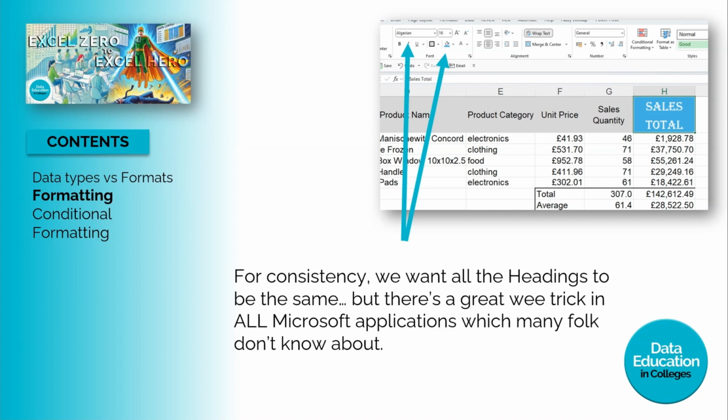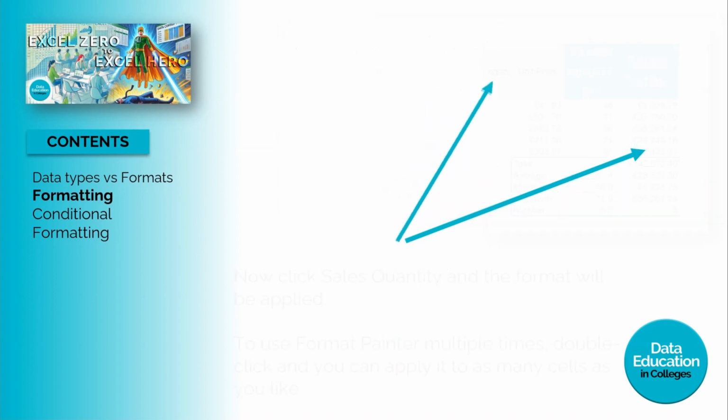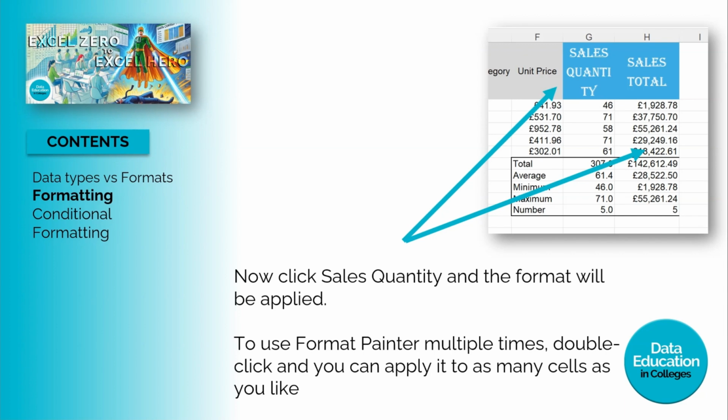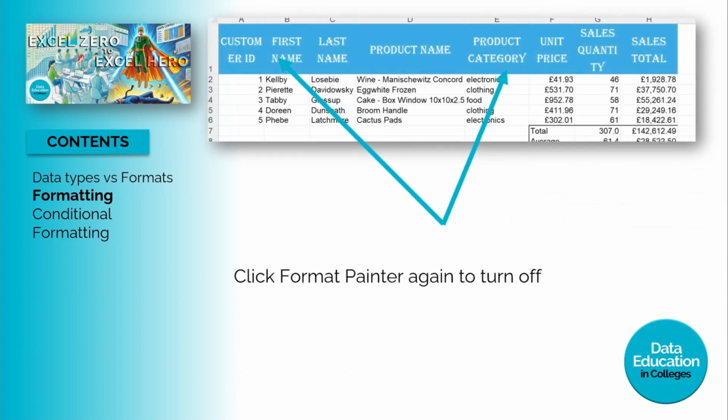There's a little thing in Microsoft applications that nobody ever uses, and it's a life changer. Select your sales total and then go up and find Format Painter. Just click it once this time and then click one of the other headings and you'll see it applies that format to it. To use Format Painter multiple times, just double click it and then you can apply it to as many things as you want. To turn Format Painter off, just click it once again and the brush will disappear.